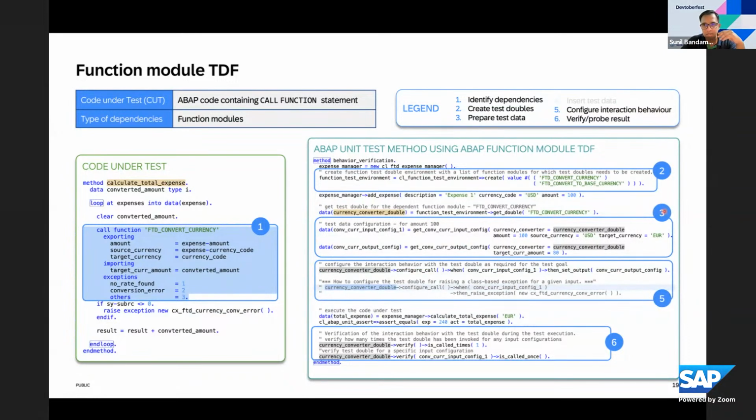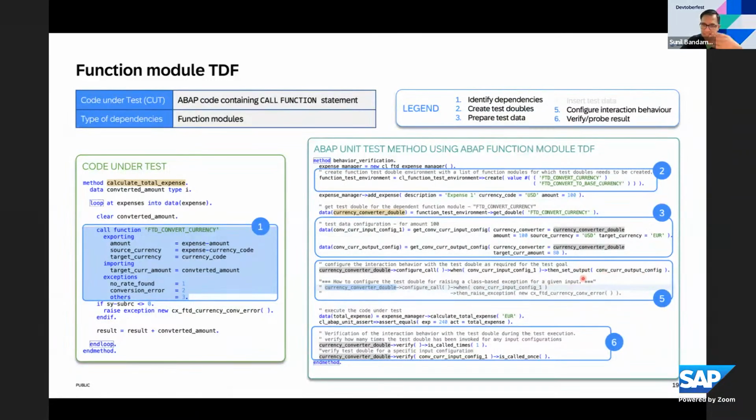So I call this a test data preparation step or test data configuration step. I prepare or configure this test data, and finally in the configure step, I supply this test data: when input config, then set output of this so-and-so config. That means whenever this call function statement is called from your test with, say, $100 as input, then it would return 80 euros as an output.